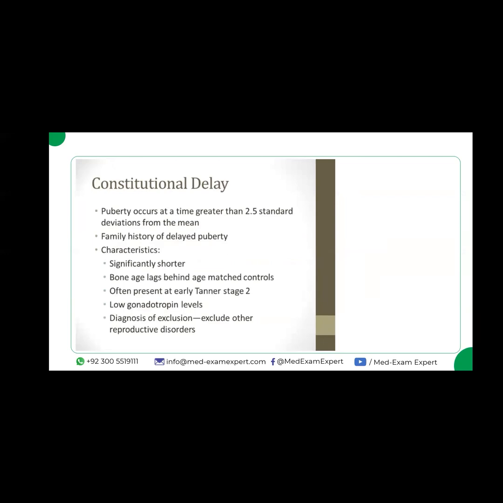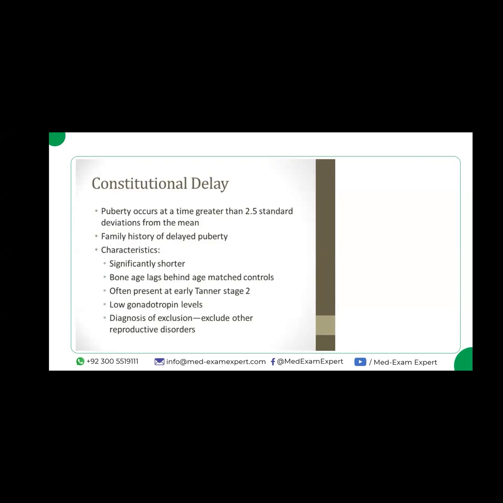Constitutional delay is also another cause of amenorrhea in the adult population. As you know, puberty occurs at a time greater than 2.5 standard deviations from the mean. Sometimes there is a family history of delayed puberty. There are some characteristic features in the patient who has constitutional delay. They have significantly shorter height, and bone age that lags behind age-matched controls.